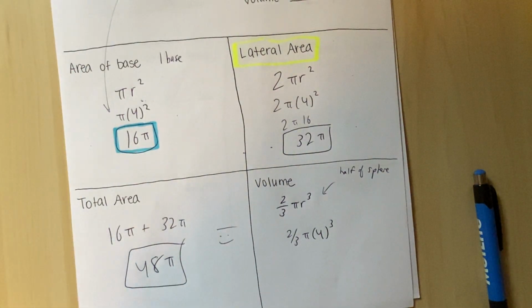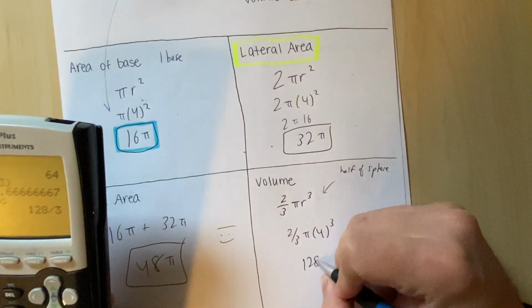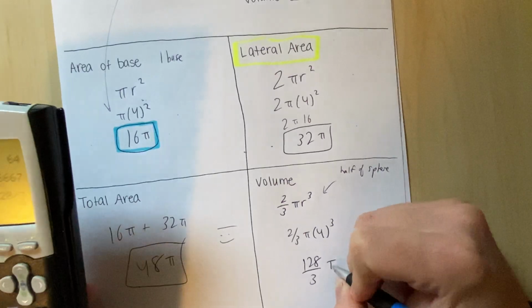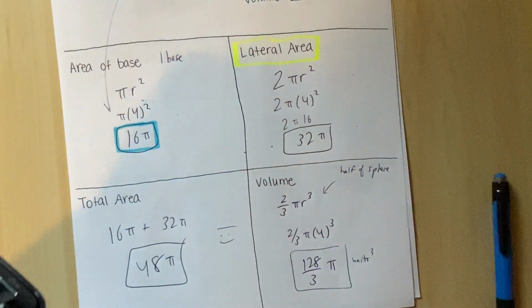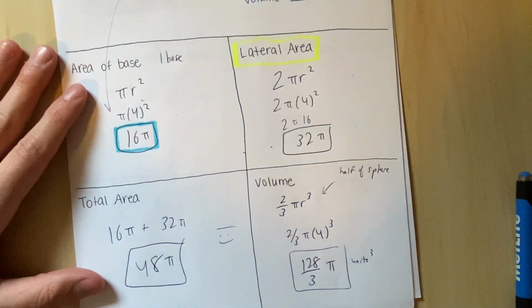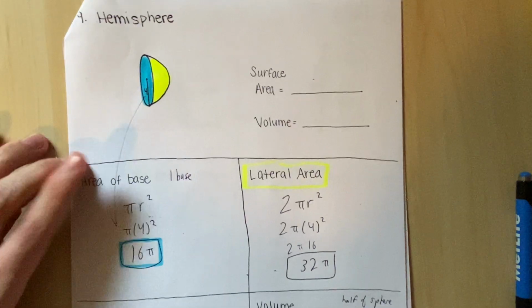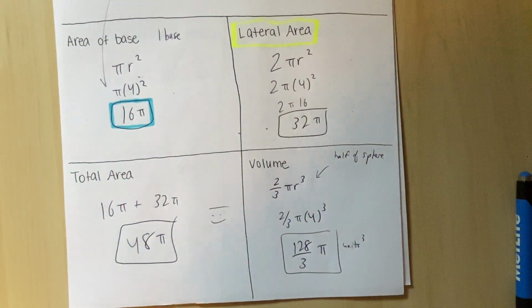And where's the calculator? 4 times 4. Let's do nice math frac. 128 over 3 pi units cubed. All right, love it. So there you go, there's your volume for a hemisphere. But just think logically. Watch the video. It should hopefully help.